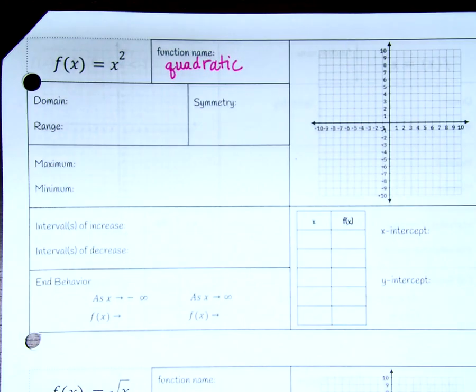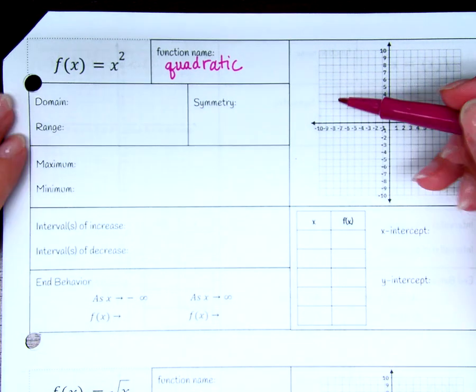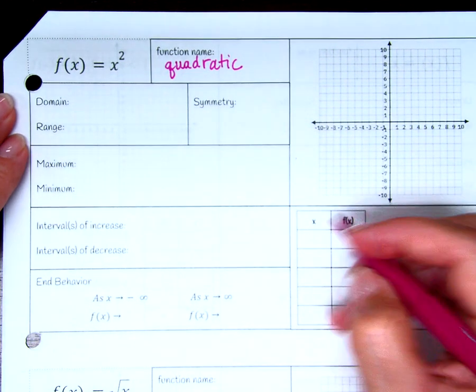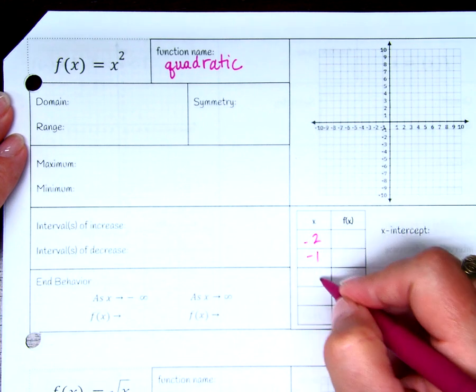Now some people think it's called a parabola because it's x squared, and that's kind of true. The name of the function is a quadratic. The name of the shape it makes is a parabola. Okay. So let's go down here to our table, and we'll go ahead and use our same old.